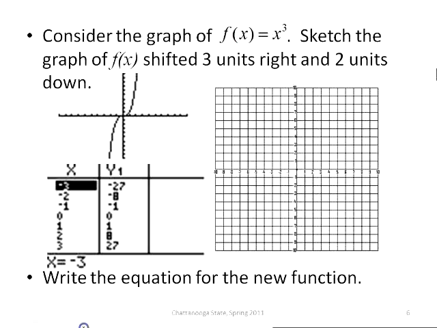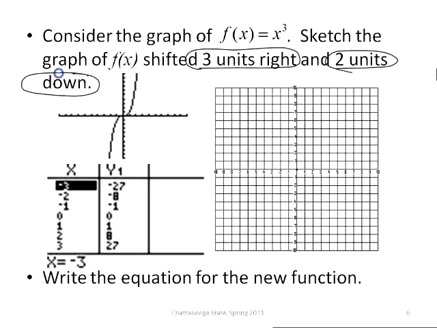Now, let's look at one more where we're going to actually make the graph and write the equation. Here we're dealing with the basic function f of x equals x cubed. This is what an x cubed function looks like. It kind of goes through the origin of the graph right here. Here are the points that you can use to graph f of x equals x cubed. What I want to do is shift this graph 3 units to the right, and I want to shift it 2 units down.